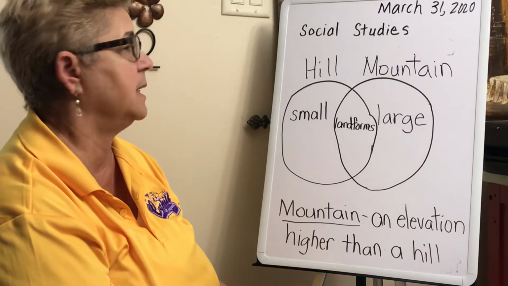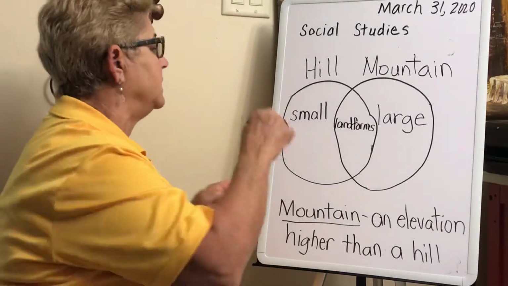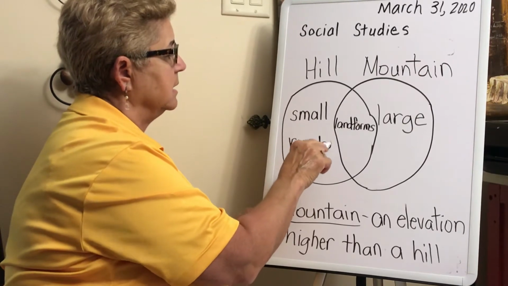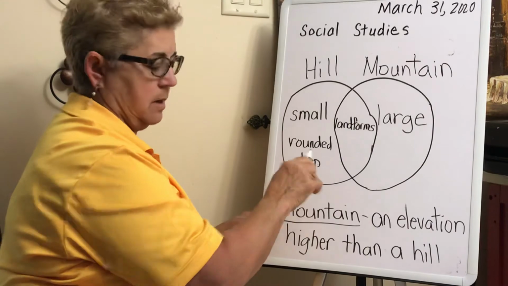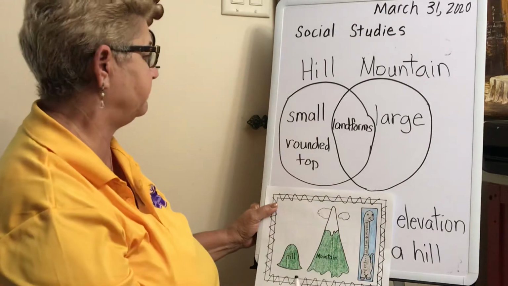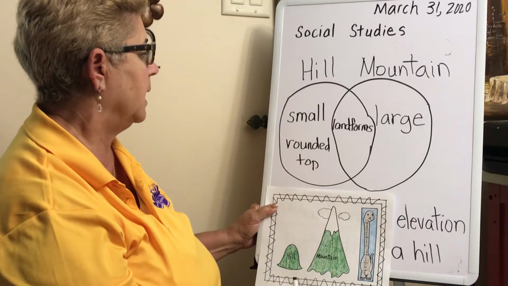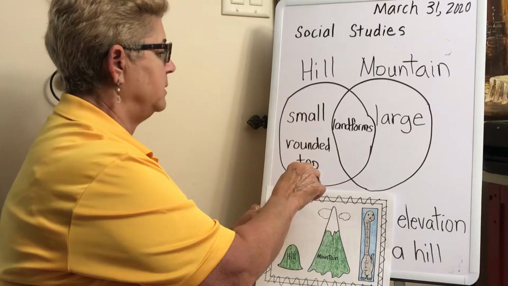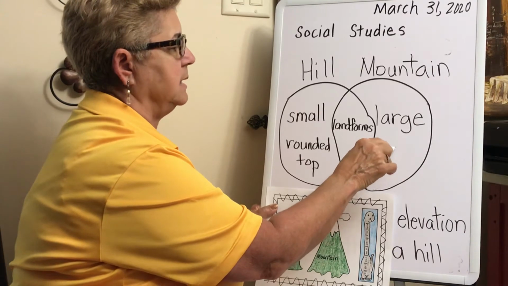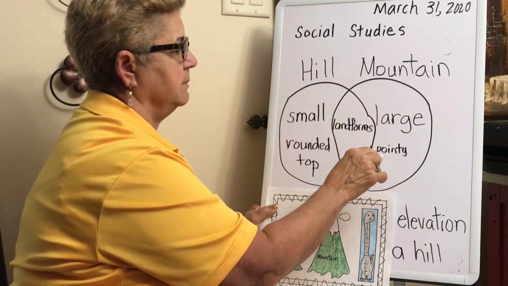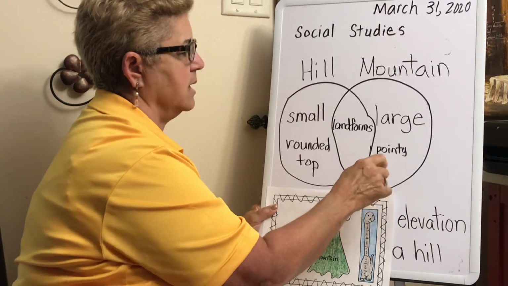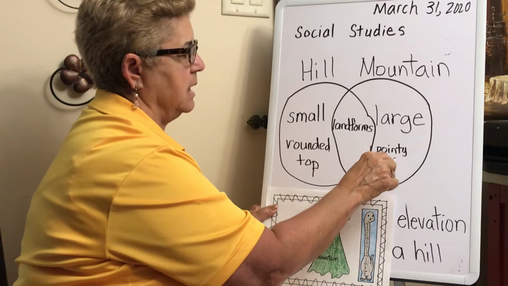Okay, let's think of something else. The hill has a rounded top, R-O-U-N-D-E-D, top. Oh, and you know what? I need to be holding my paper. I forgot about that. And the mountain has a pointy, P-O-I-N-T, a pointy top. Or let's say peak, because it's way up there, P-E-A-K.